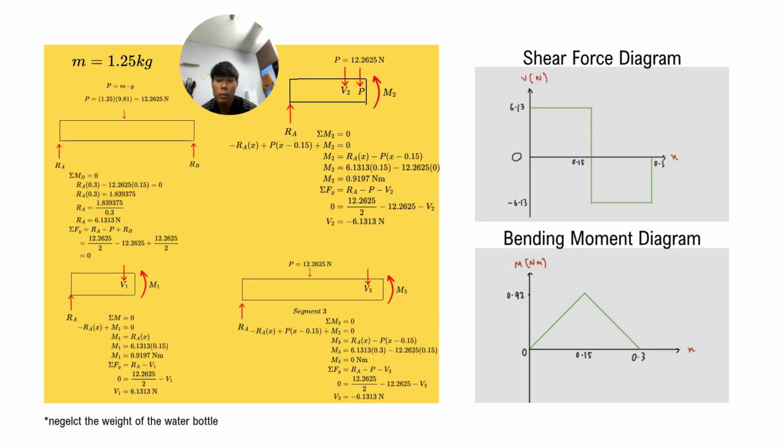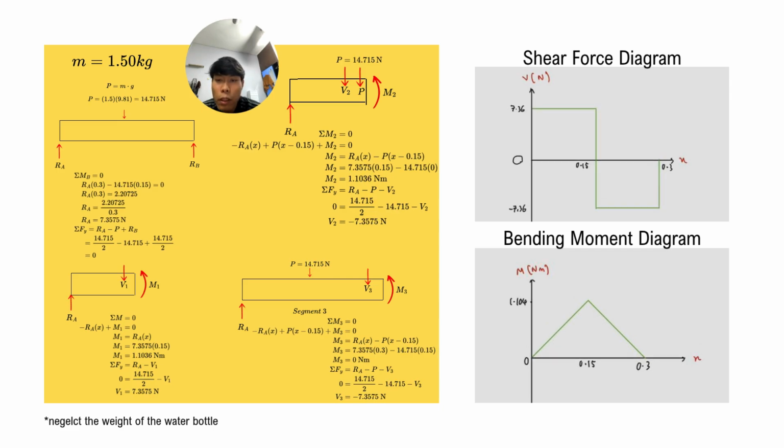Okay, so my name is Muhammad Suffian. I want to present the calculation and the diagrams, shear force diagram and bending moment diagram, for mass 1.25 kilogram. So we use the method of section, we cut into 3 sections and we get V1, V2 and V3 equal to 6.1313 newton. So we draw the shear force diagram and bending moment diagram.